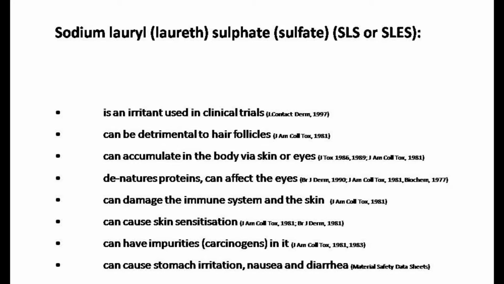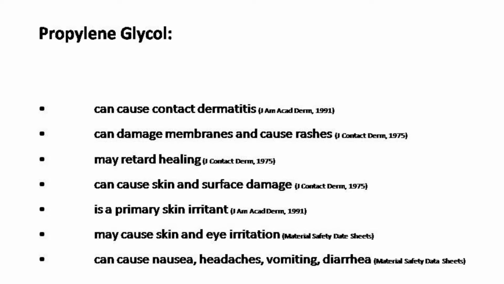Let's look at another ingredient commonly used in many personal care products, propylene glycol. This can cause contact dermatitis, it can damage membranes and cause rashes, it can retard healing of the skin, it can cause skin surface damage. It's a primary skin irritant. It can cause skin and eye irritation, it can cause nausea, headaches, vomiting and diarrhea.